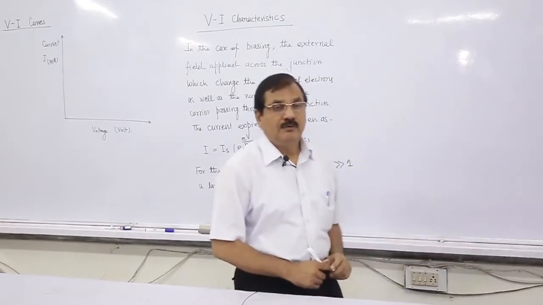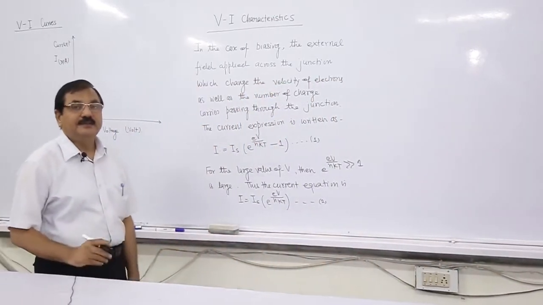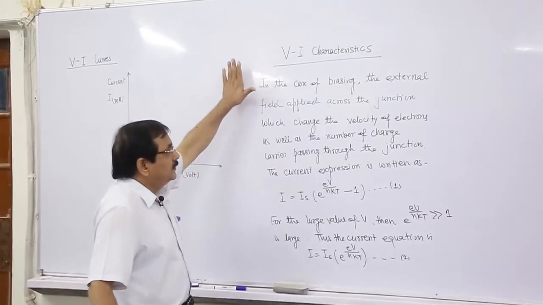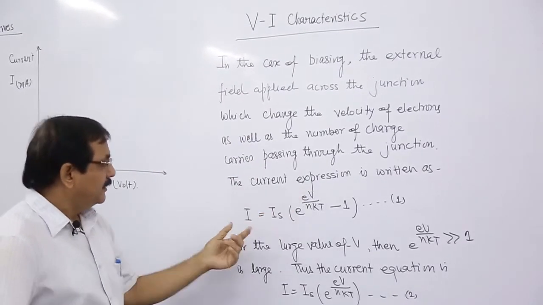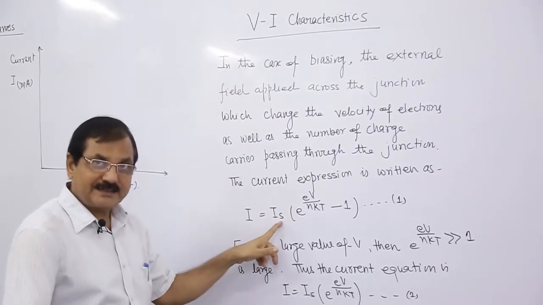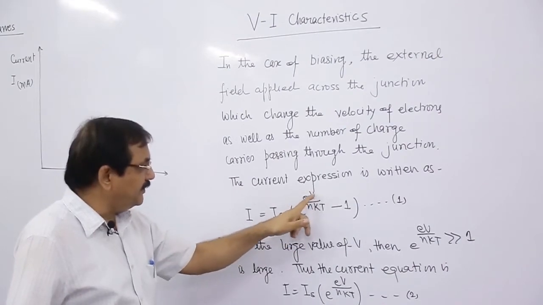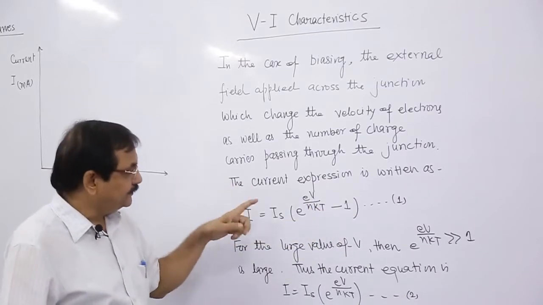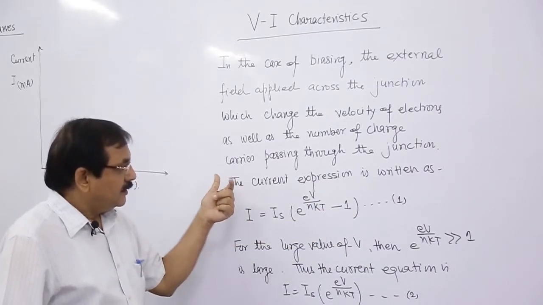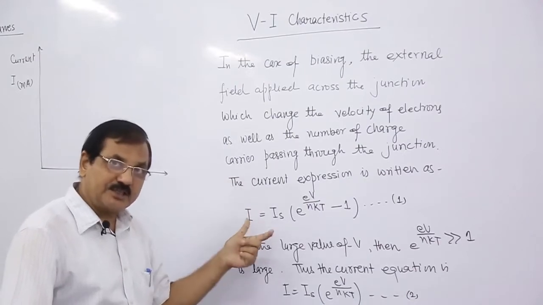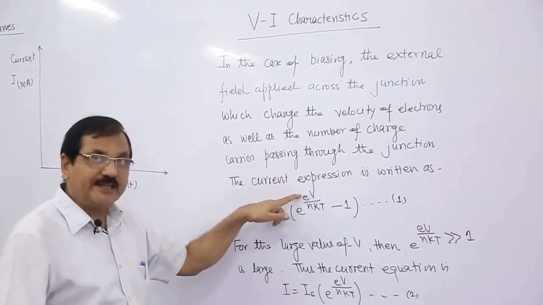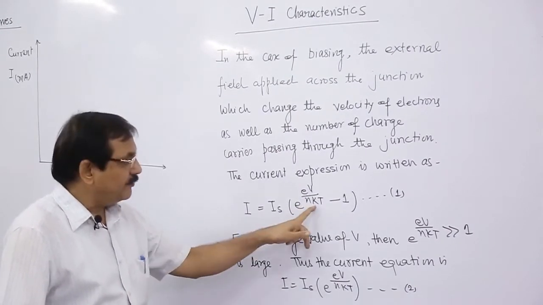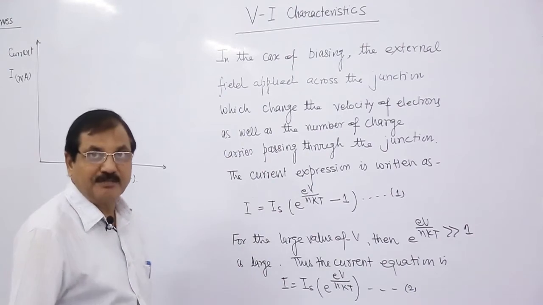So, we consider the equation of the current. The equation of the current I is equal to I s e raised to the power e V upon n k T minus 1, as we have discussed about the notation symbols. e is the electronic charge, V the potential applied, n the ideality factor, k the Boltzmann constant and T the corresponding temperature.